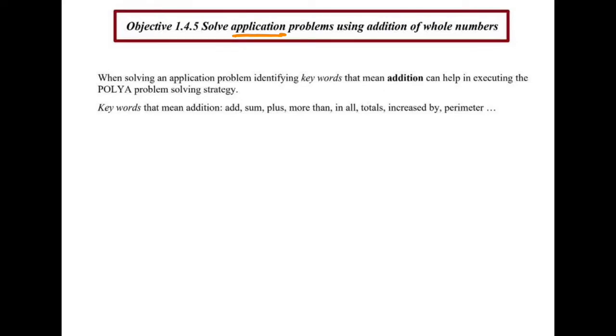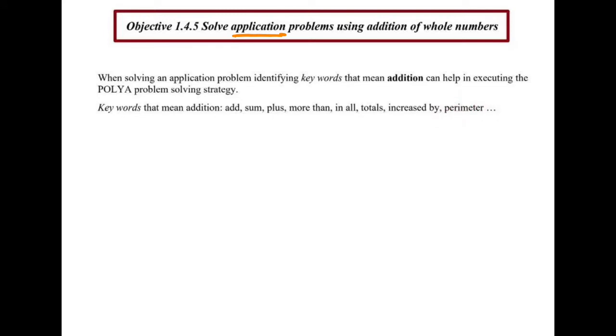Like it says here, when solving an application problem, identify the key words that mean addition. That was from the chart that we used in a previous video. And then we're going to use the POLIA or problem-solving strategies. So keywords are add, sum, plus, more than, in all. That one's kind of strange. Total, increased by, perimeter, because you add the perimeter. And we'll go over some of those.